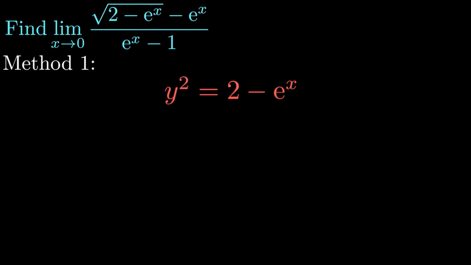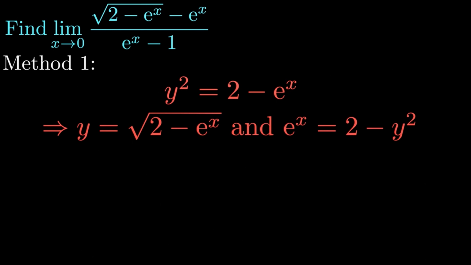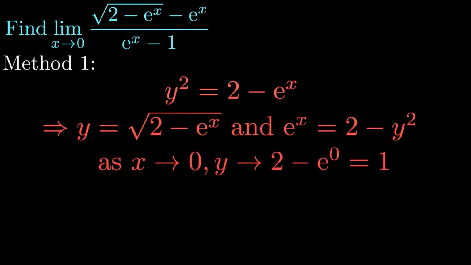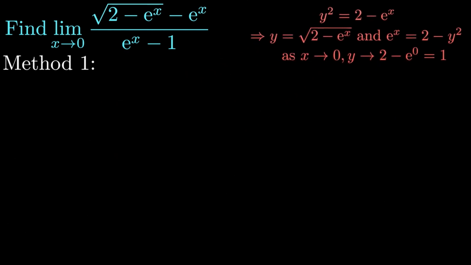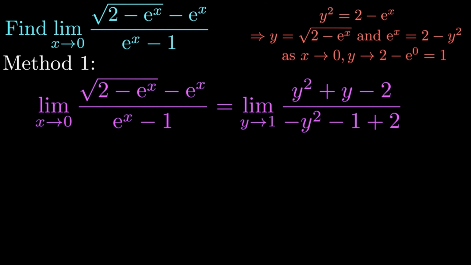So we'll begin by setting y squared to be equal to 2 minus e raised to x. This implies that y is equal to the square root of 2 minus e to the x, and e raised to x is equal to 2 minus y squared. And as x goes to 0, y goes to the square root of 2 minus e raised to 0, which is equal to 1. Because we're doing a change of variables, we have to incorporate this information into the new limit which we're about to write. So our limit becomes the limit as y approaches 1 of y squared plus y minus 2 divided by minus y squared minus 1 plus 2.